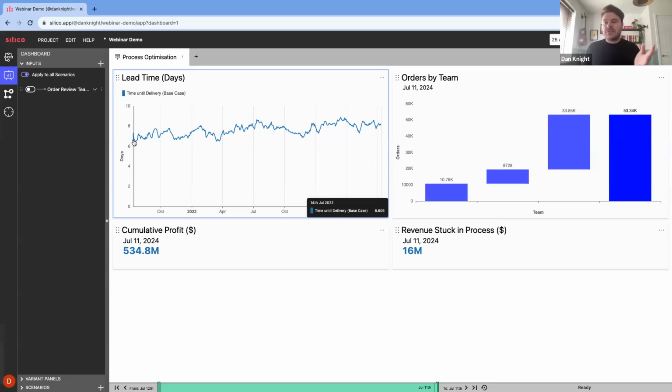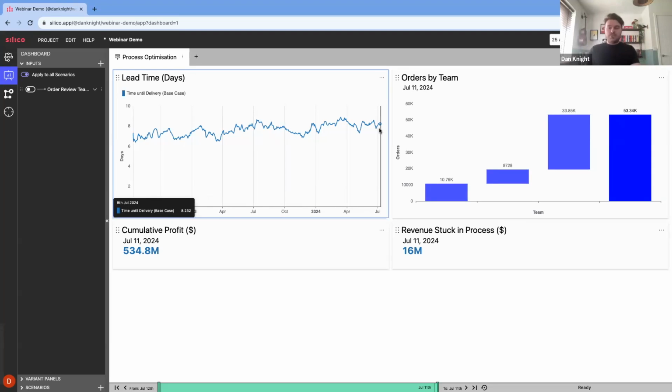We started at the start of the simulation at around 6.6 days per order, and this slowly goes over time. As you can see, it's not a consistent line. It goes up and down and fluctuates until we get to the end of the simulation, where we sit around 8.2 days. Looking at this at first, you might think it doesn't look too bad, but it is actually trending in the wrong direction. So there is something in this process which will need to be looked at.